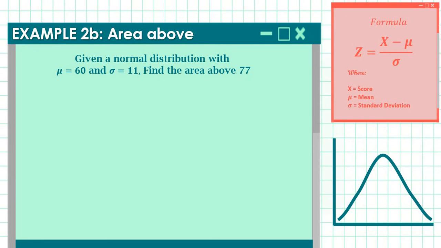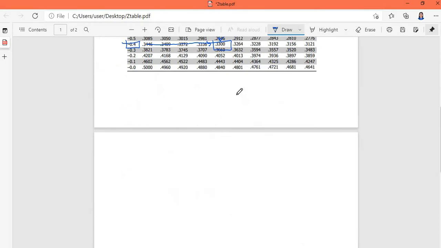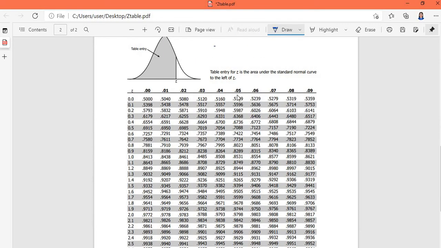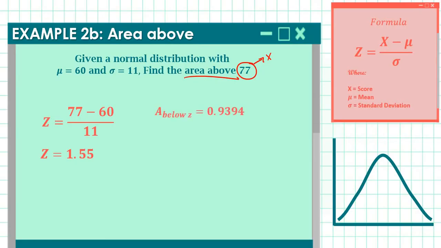Another example, what if mean is 60, sigma is 11, and x is 77? We are still solving for the area above, so same procedure. Solve for z, round it off to 2 decimal places, then use the z table to identify what is the area below 1.55. Okay, so now it's positive, so we use the second page. Z is 1.55. The first 2 digits is 1.5, so locate, it's here. Then the last digit is 5. So here, the intersection will be found here at 0.9394. And this is the area below.